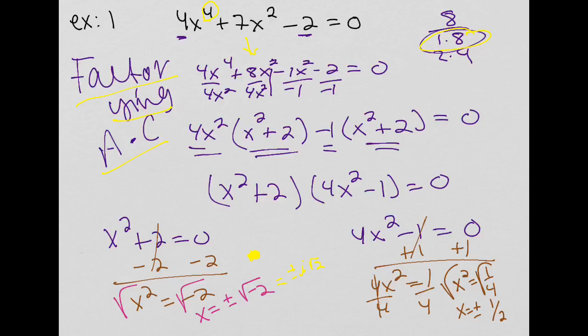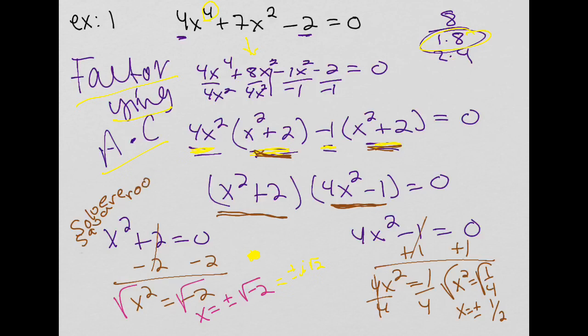What do the first two terms have in common? They're both divisible by 4x squared. So I bring that down. What I have left is x squared plus 2. On the right side, they're both divisible by -1. So I bring that down. And then once I divide both terms by -1, I'm left with x squared plus 2, which is this. I notice that the x squared plus 2 are both the same, therefore I bring it down. And then what I have left is 4x squared minus 1. And they're both set equal to 0.